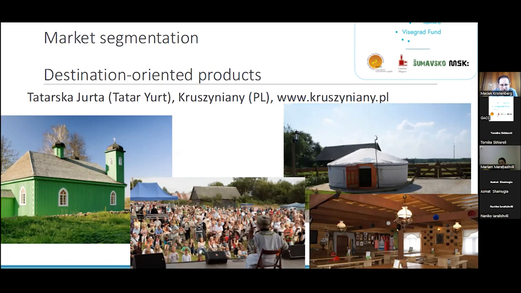And some 25 years ago, a local lady of Tatar origin decided to create the Tatar Yurt, which was a very small-scale restaurant with just a few tables, offering traditional Tatar cuisine. And besides serving the local Tatar cuisine, I would say that the main course being offered in this place was hospitality. It was the Tatar hospitality.